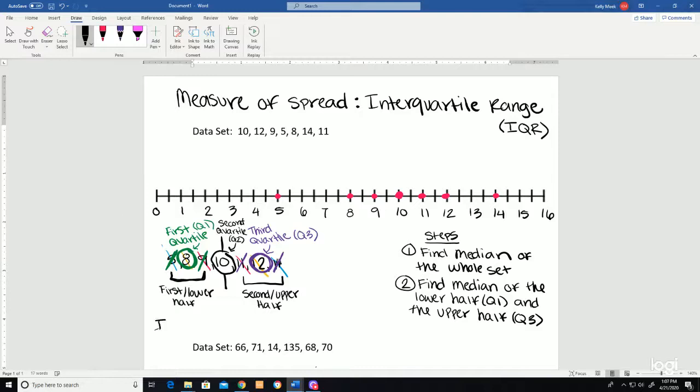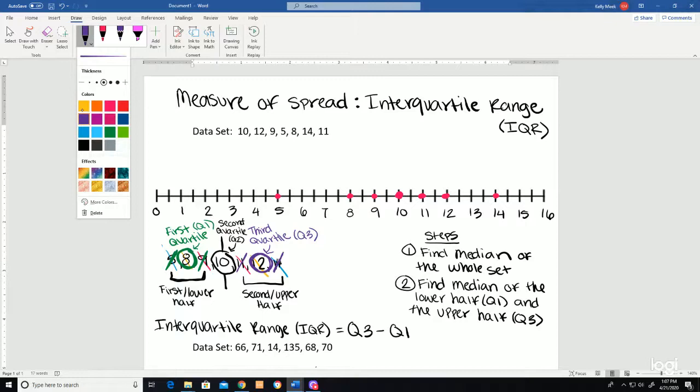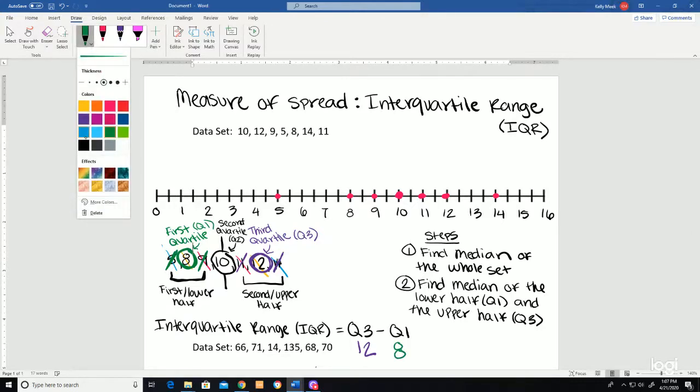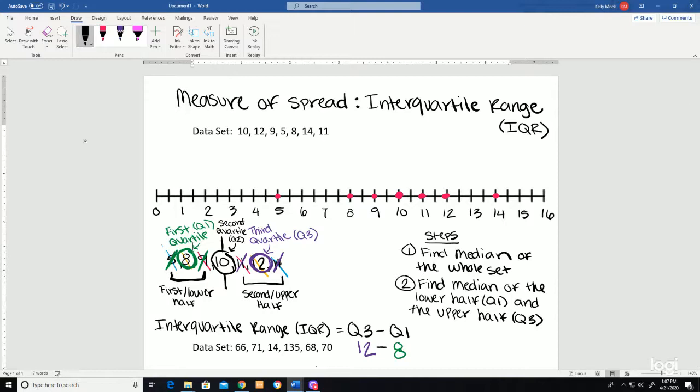The interquartile range is pretty neat, okay? The way that you find that, the interquartile range, otherwise known as the IQR, equals Q3 minus Q1. So our Q3 is this 12, and our Q1 is this 8. And so all we have to do is subtract them, and we get our answer, 4. So the IQR is 4.